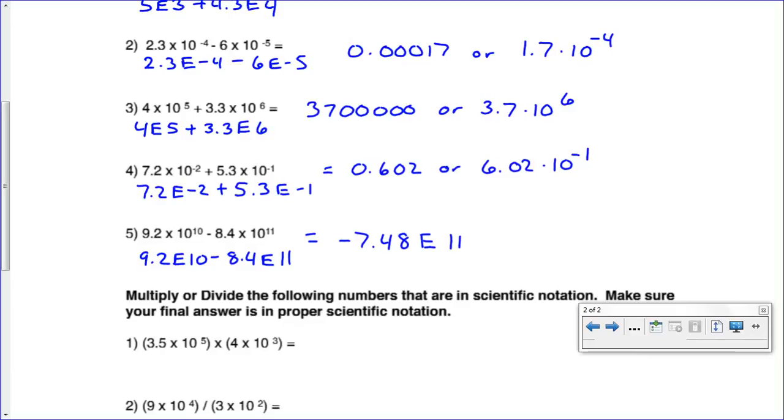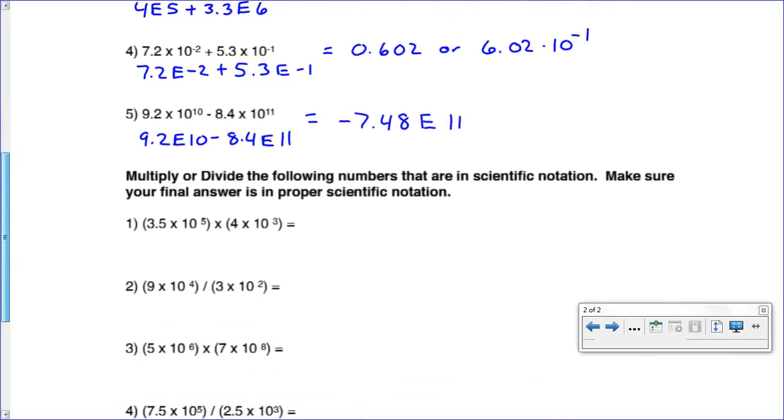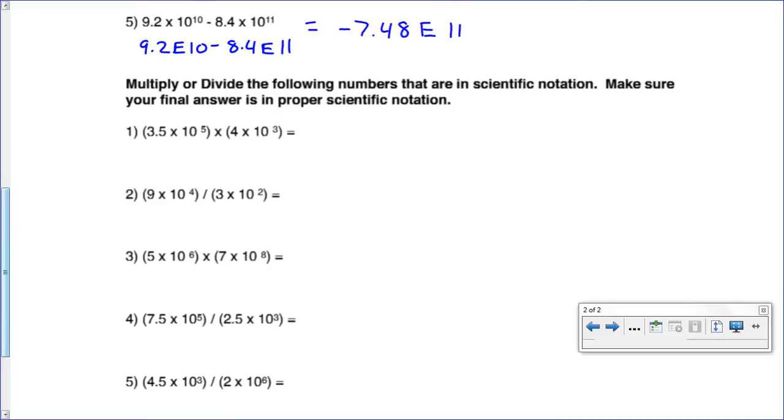So there those are, and then going down here to the bottom, pretty much exactly the same thing. You'll just rewrite it, or put it in your calculator correctly. 3.5E5, and then you hit the times button, all right. 4E3, put that in. You should get out of there 1.4 times 10 to the ninth.